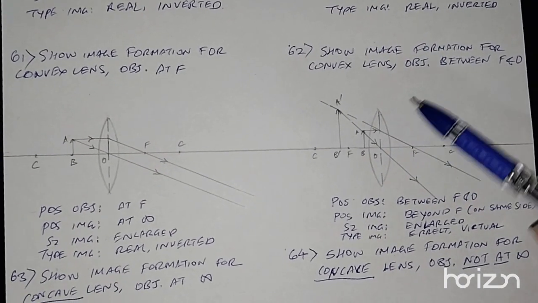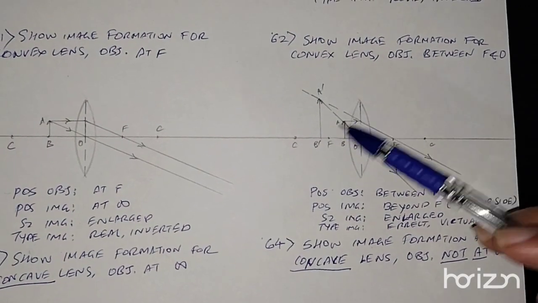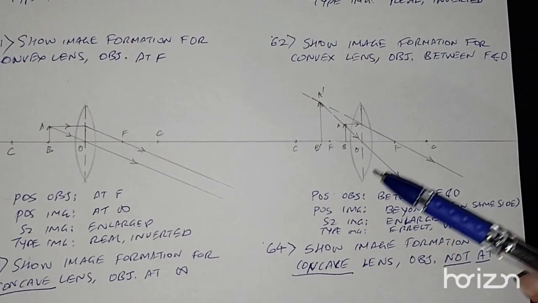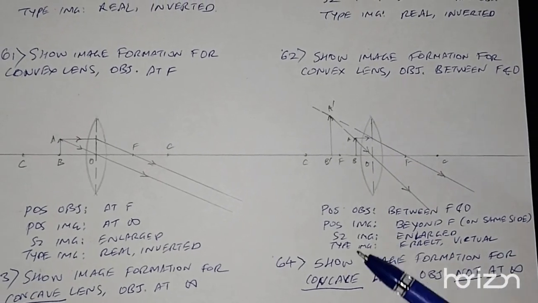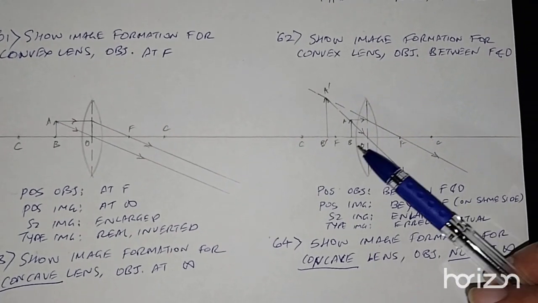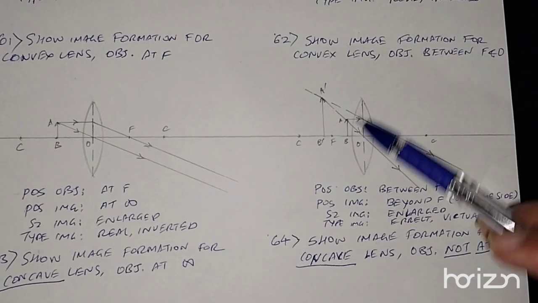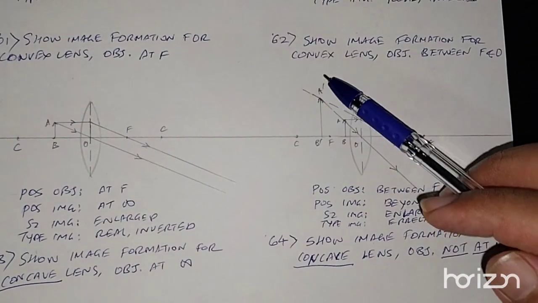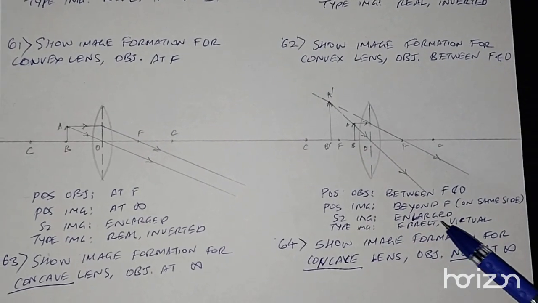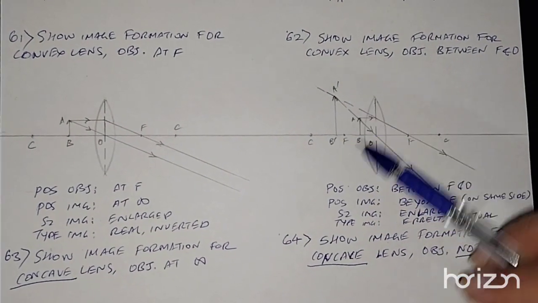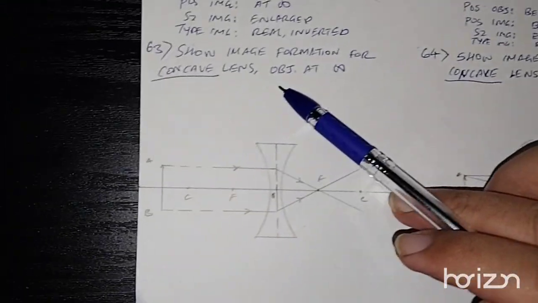It cannot be captured because of the divergence. It cannot be captured on a screen, it can only be seen. So when you position the object between F and optical center, the position of the image is beyond F on the same side as the object. Size of the image is enlarged. You can see the image is bigger than the object, and the type of image is erect but virtual. What about concave lens?